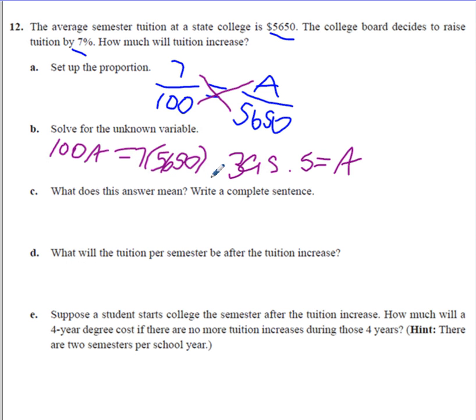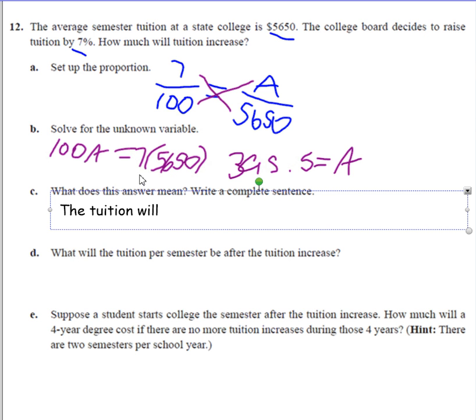So again, 395.5 equals A makes no sense to anybody until we put it in context. So let's go ahead and explain what that means. The amount was a dollar amount, so let's even write it the way it's supposed to be here in our money notation. So the tuition will increase by $395, so 0.5 would be 50 cents.